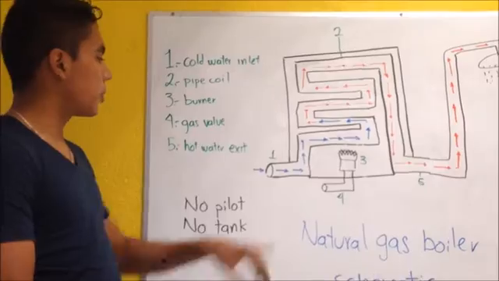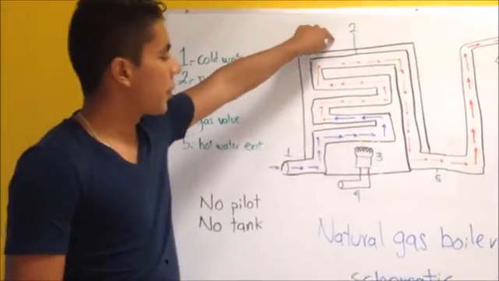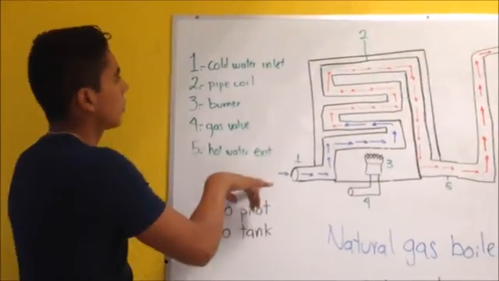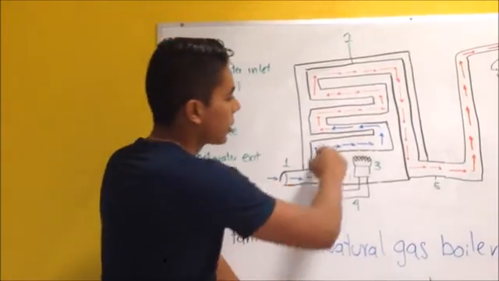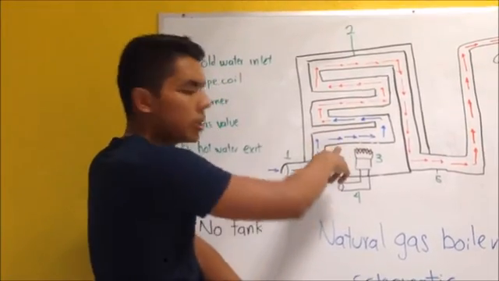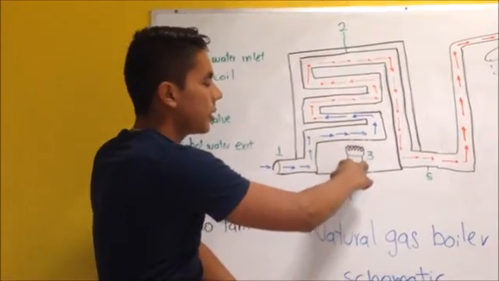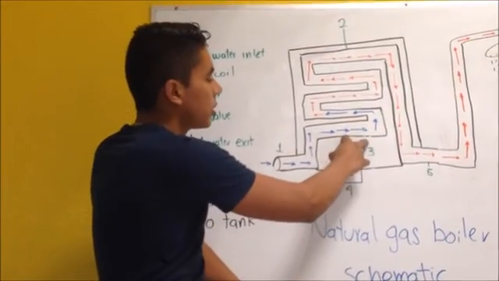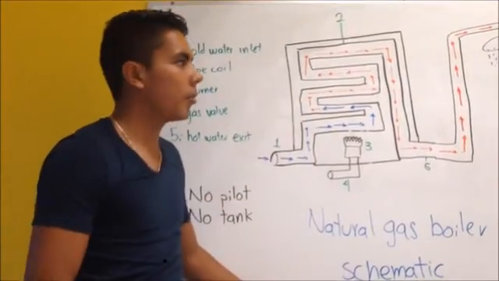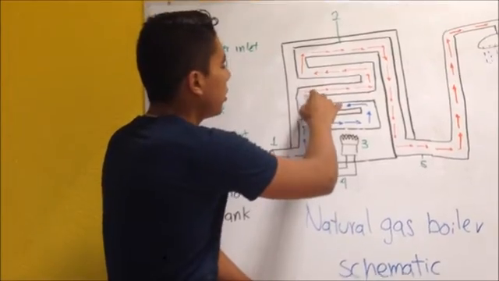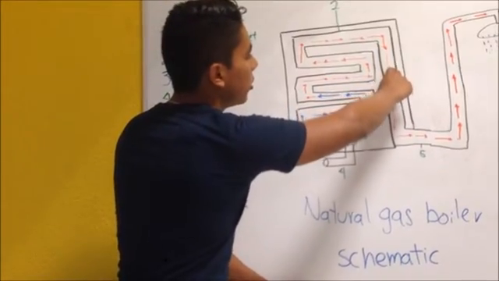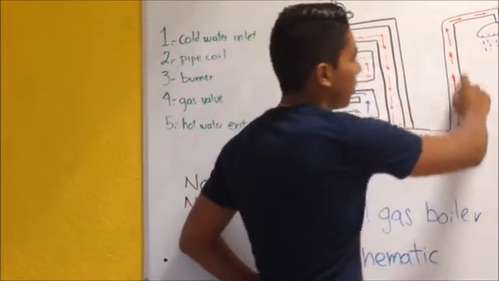This is a natural gas boiler schematic. It has 5 principal parts: the cold water inlet, the pipe coil, the burner, the gas valve, and the hot water exit. It works like this. The cold water enters and makes all this path around the pipe coil. When it's in the pipe coil, the burner transmits its heat to the pipe coil, and the pipe coil transmits its heat to the water. In the middle of the path, we can have the water in thermal equilibrium. Then it transforms into a higher temperature and makes all this path to our shower.